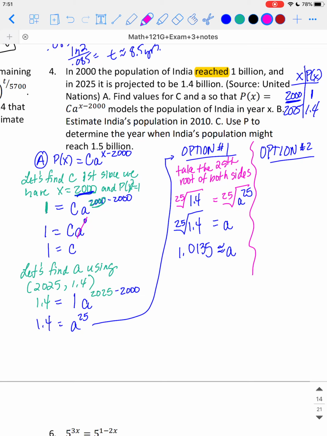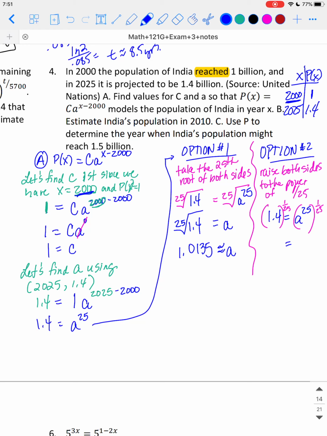Option number 2. Raise both sides to the power of 1/25. So I have 1.4 is equal to A to the 25th. And I'm going to raise both to the power of 1/25. Raise both sides to the power of 1/25.